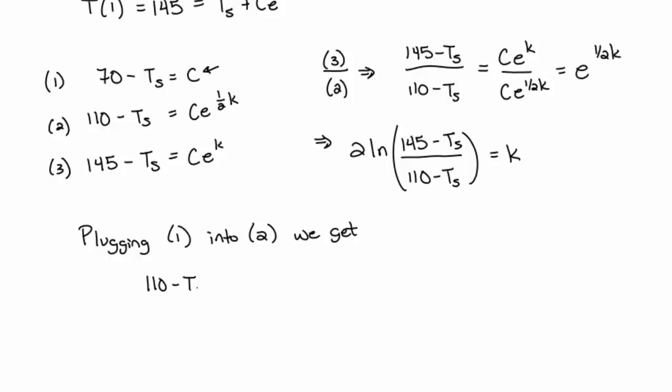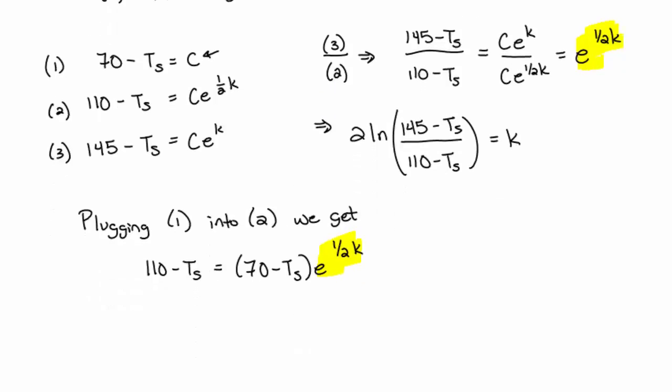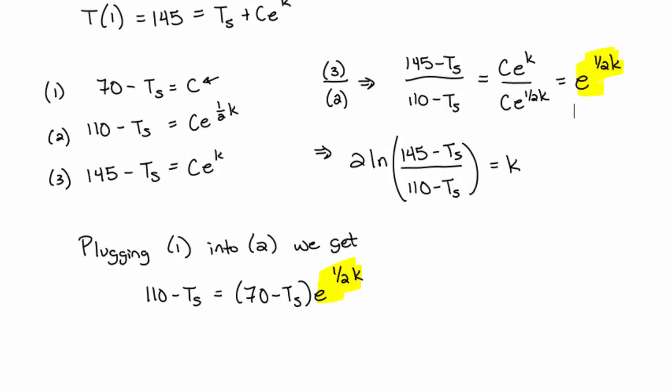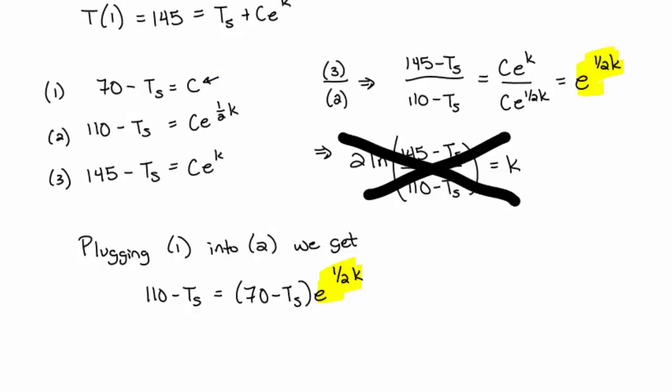110 minus t sub s is equal to quantity 70 minus t sub s, e to the 1/2 k. And actually, now that I see that e to the 1/2 k there, I noticed that I have it up here too. So I've used equations 1 and 2 and 3 and 2 together. So what I'm finally going to do is equate those 2 highlighted versions together. So I guess I really didn't need, and let me cross it out, this ugliness right here.